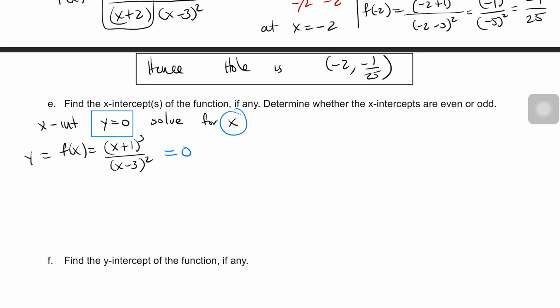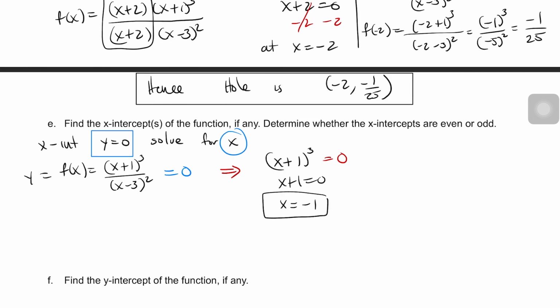To solve for x, the only way that this whole thing is going to equal 0, there's only one way. And that is whenever the numerator is actually 0. There's nothing the denominator can be. If the numerator is not 0, then the whole thing cannot be 0. So therefore, this translates to solving for x whenever x plus 1 to the third is equal to 0, which happens when the inside is equal to 0, which happens at x equals -1.